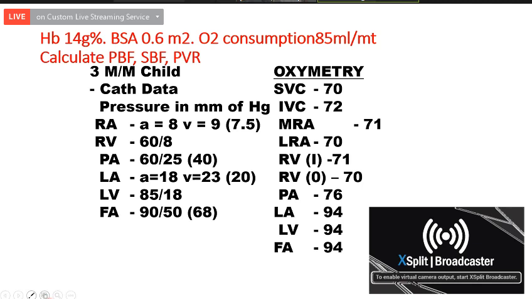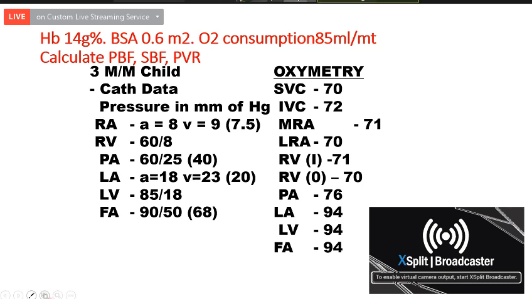LA is 18 and 23, elevated. Okay. LV is 85. LV is 85, sir, systolic, diastolic 18. So there is a significant elevation of the LV diastolic pressure. Normal LV diastolic pressure can only go up to 10 or 11. It has gone to 18. Yes, okay. Aorta is 90/50. Okay.